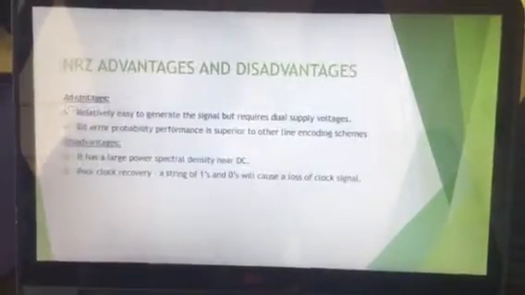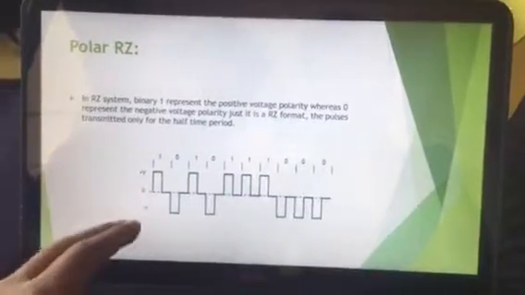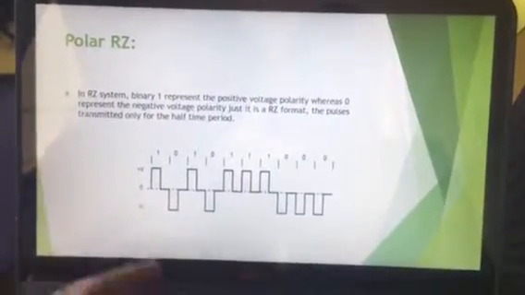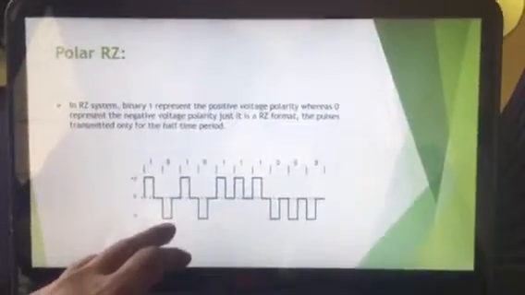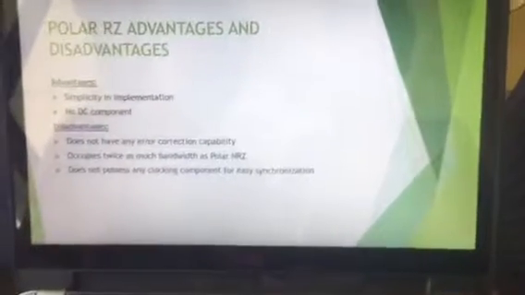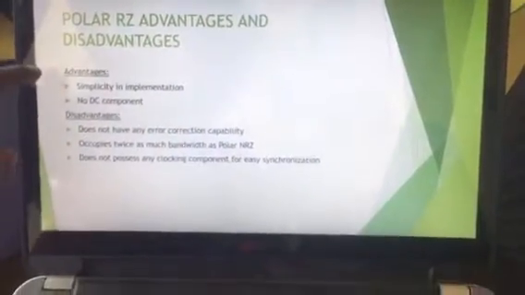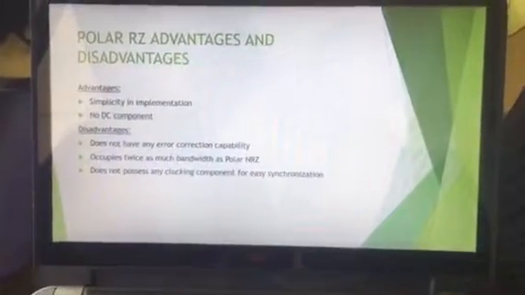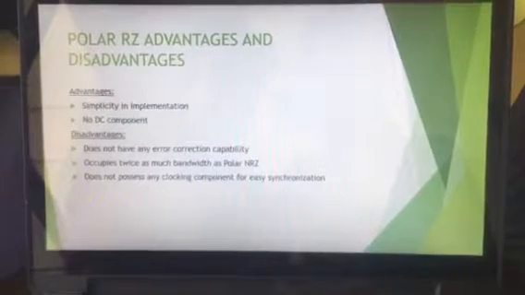But in RZ, one is encoded as plus V for half the clock pulse and it will return to 0, irrespective of 1 or 0. 0 is encoded as negative voltage for the half clock pulse and it will return to 0 for the next half clock pulse, and so on. Every encoding scheme has its advantages and disadvantages. These are the advantages of the polar RZ scheme: it has no DC component, but it occupies twice the bandwidth of polar NRZ.